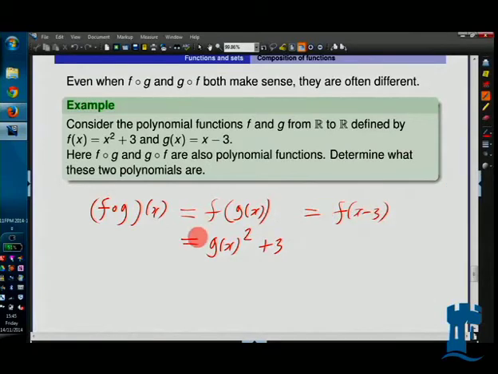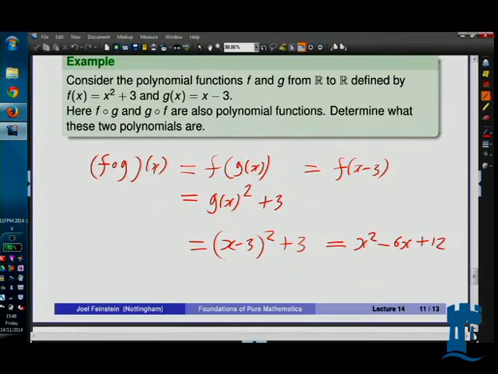We're going to get the same answer. Okay. In either case, whichever way round you work it out, it's still x minus 3 squared plus 3, which is, I believe, x squared minus 6x plus 9 plus 3, so that should be plus 12. Probably. Okay? If you spot any mistakes, let me know.